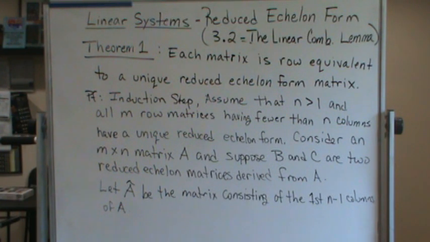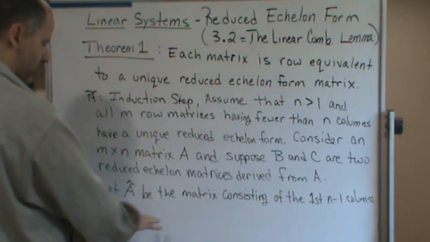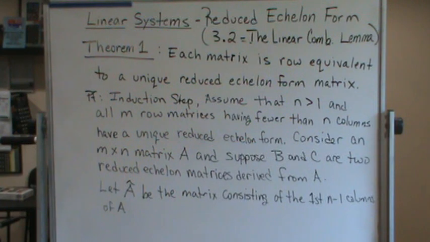So now, what we know is all of the elementary row operations that will reduce A to reduced echelon form will also bring A hat to reduced echelon form.